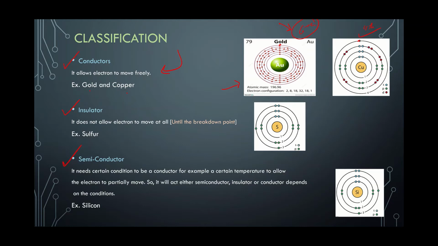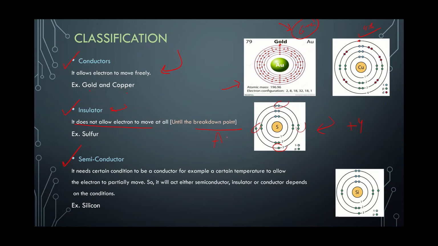Now the insulator. As we can see here, the number of electrons in the last shell is 6, so it's more than 4. So this element, for example sulfur, is an insulator. It resists the electron movement. Each insulator has a breakdown point. Once you reach it, you can convert this insulator to be a conductor.